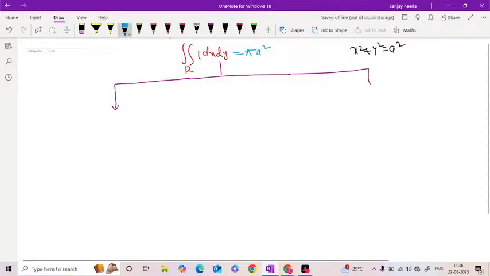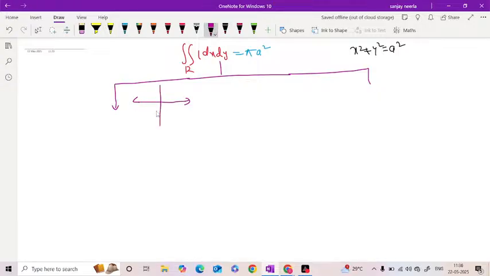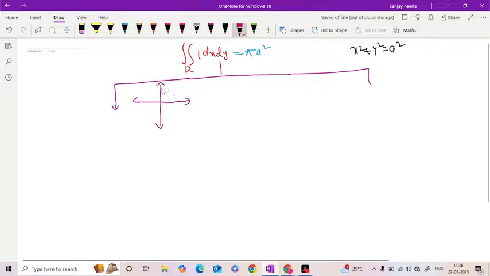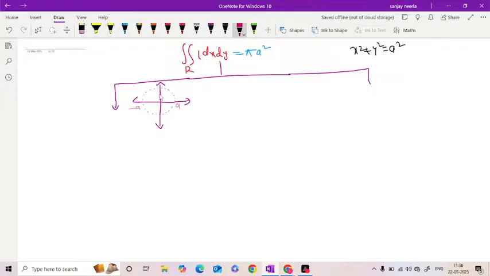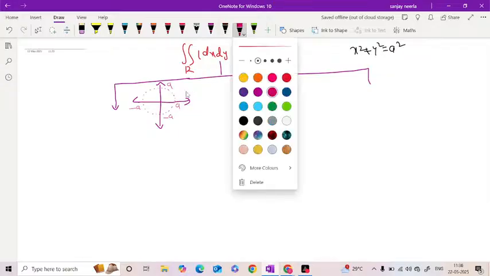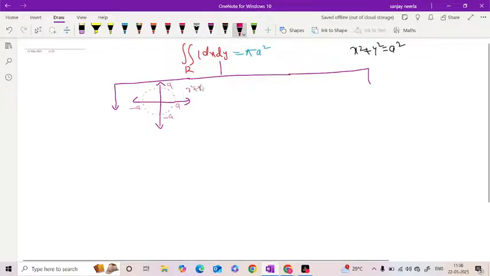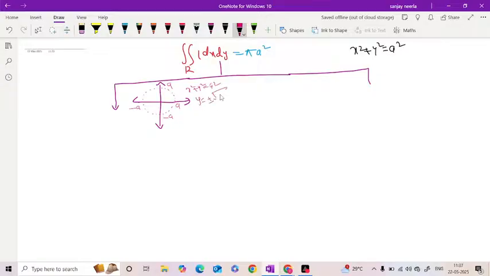So first of all, draw the curve. So this is our curve. Right end is plus a, left end is minus a, and top end is a, and bottom end is minus a. And what is the curve? The curve here is x square plus y square is equal to a square. That means y is equal to plus or minus under root of a square minus x square. So this is the curve.